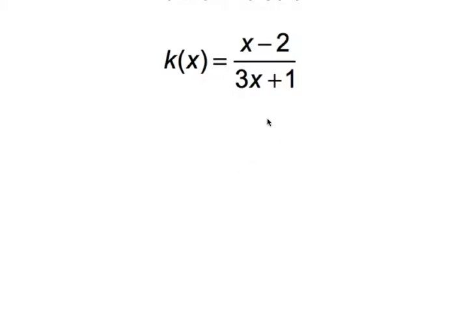One more inverse that is a little bit more challenging to solve. Write this down in your notebook. This is part of notes from today. So I'm going to change my x's and y's. That makes this x equal to y minus 2 over 3 times y plus 1. To get y by itself, I'm going to multiply both sides by 3y plus 1.